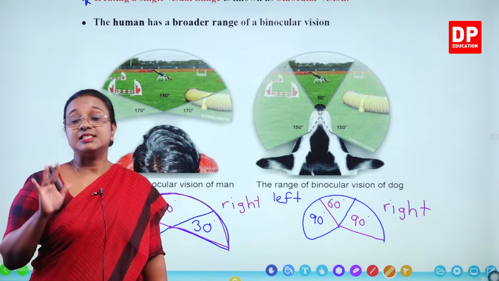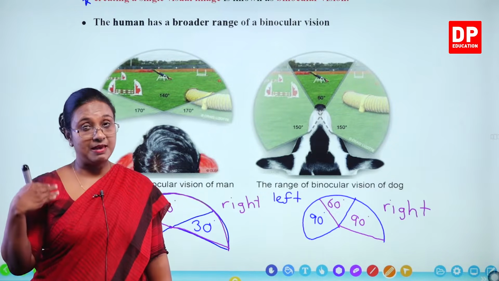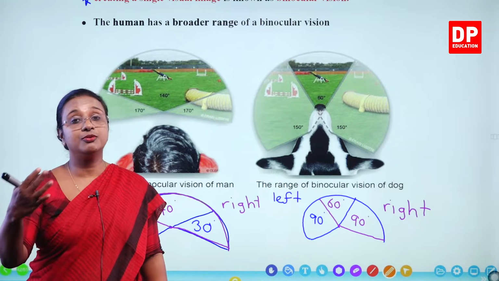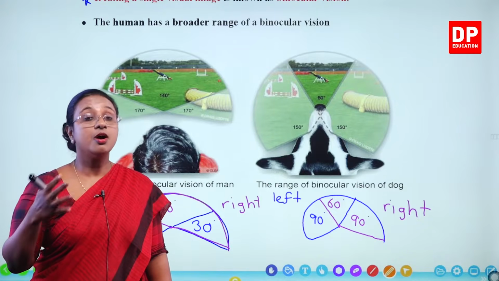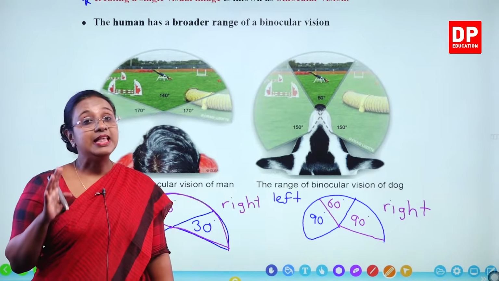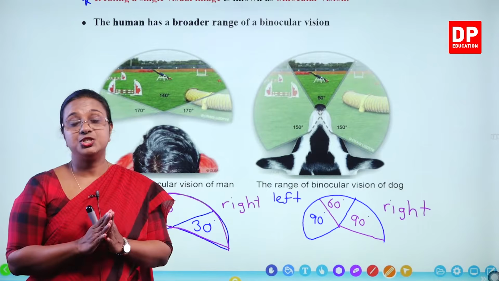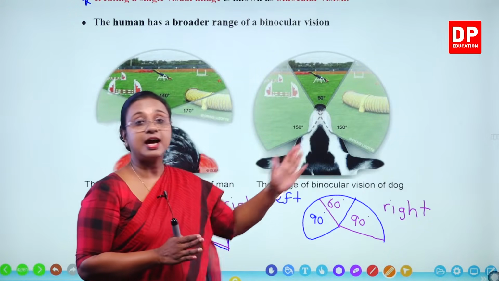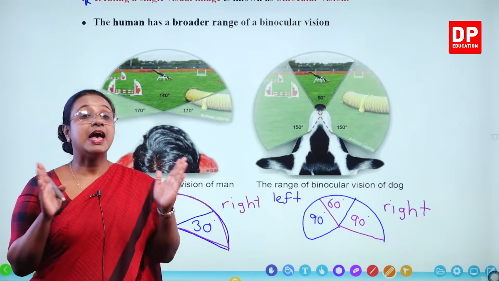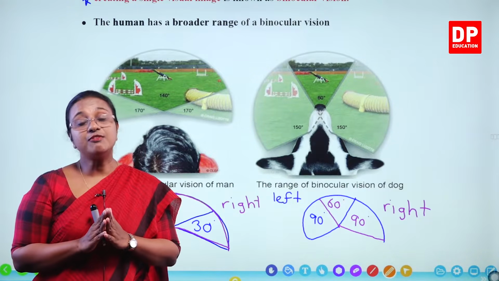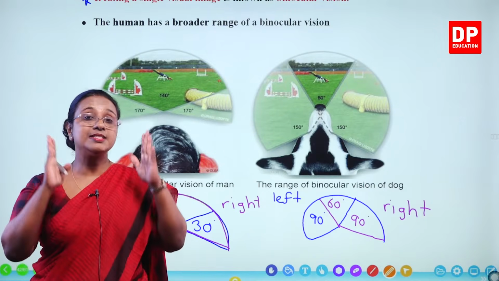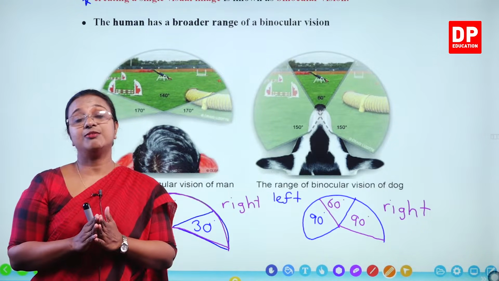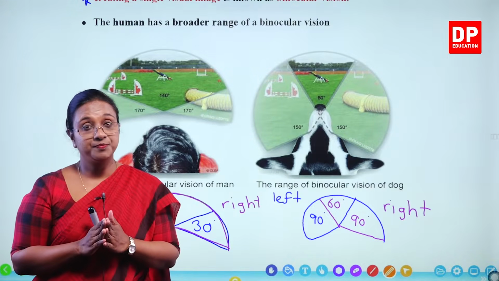So we as the advanced mammals, man, as well as the other examples we saw before, monkey, gorilla, mandi, loris, all these animals, they have a broad range of binocular vision. Whereas cattle, dog, tiger, all these mammals have a smaller range of binocular vision, because their eyes are situated on either side, their range of binocular vision is very small.